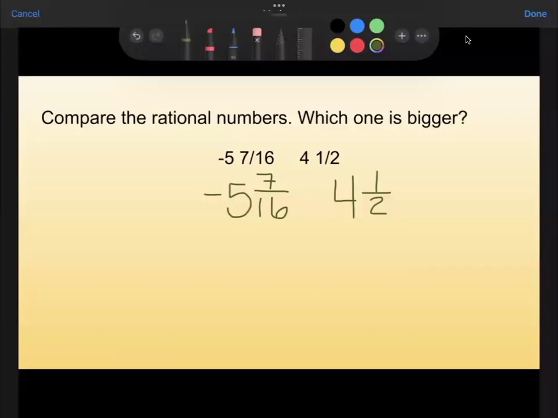So whenever you have two numbers with different signs, one's positive and one's negative, the positive one is always going to be greater than the negative one, no matter how far away from 0 they are, because positive numbers are always greater than negative numbers. So I don't really have to do any recalculating or anything here. I already know that 4 and 1/2 is the bigger one.